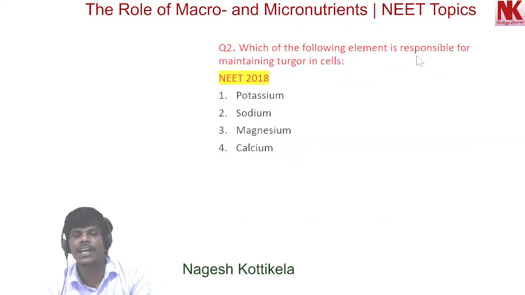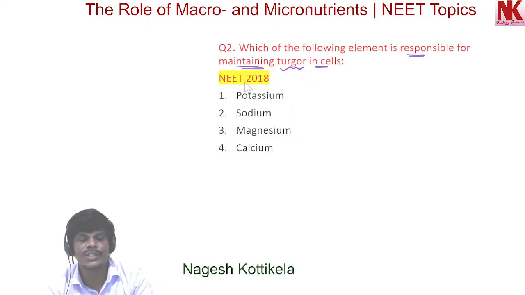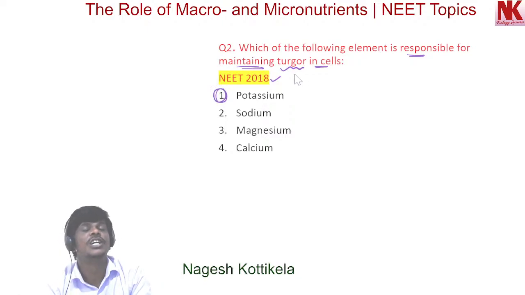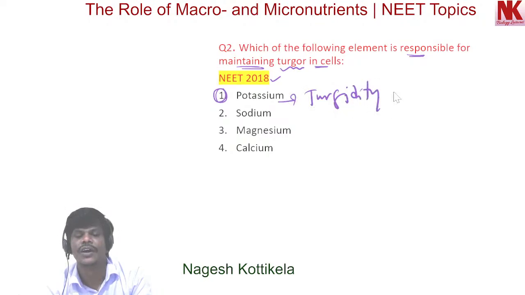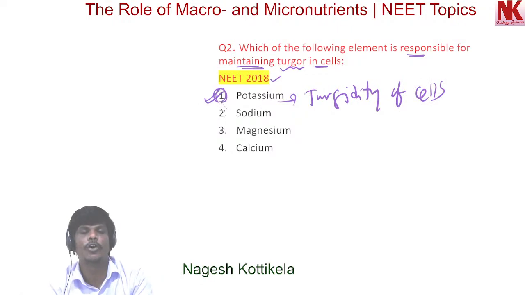Which of the following elements is responsible for maintaining turgor in cells, for maintaining turgidity of the cells? Which element is needed? This question was asked in NEET 2018. Now let's check the options. Potassium, sodium, magnesium, calcium. Among the given options, here potassium is required for maintaining turgidity in cells. So potassium is required for maintaining turgidity of cells. So the first option is the most appropriate option.